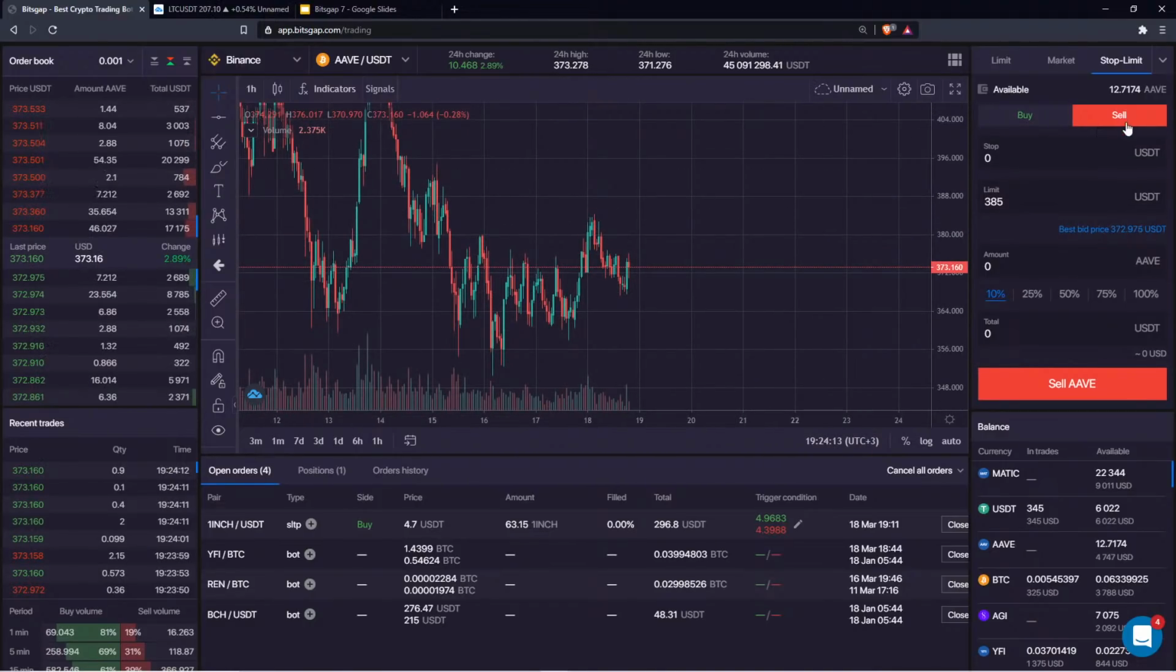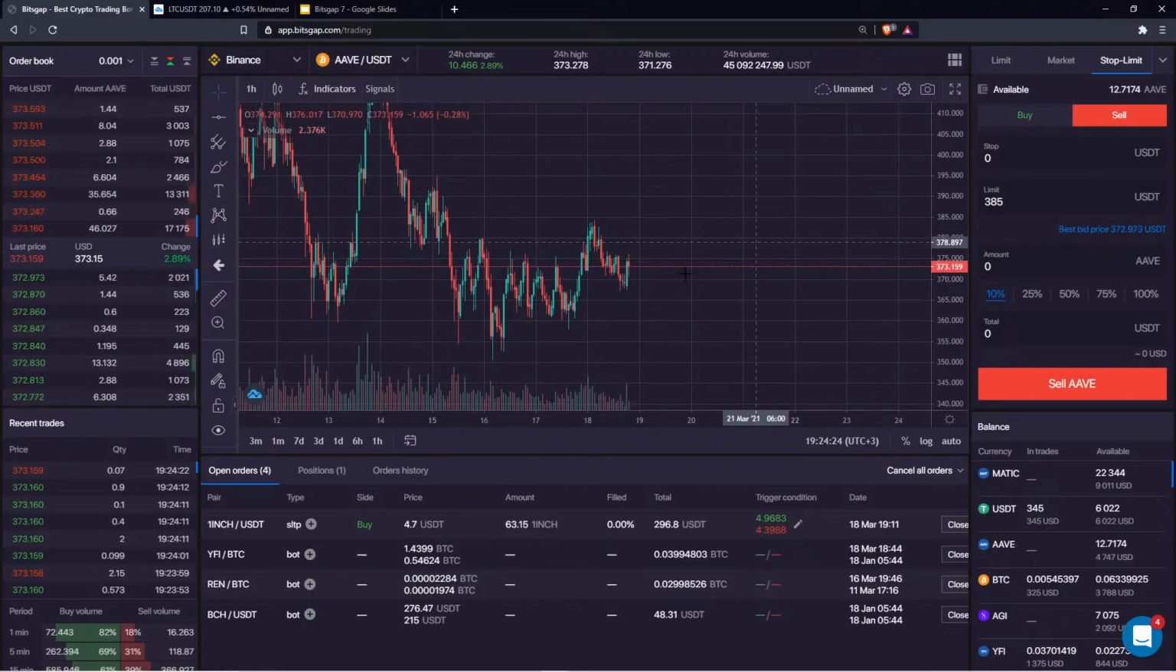You can also use the stop limit as an ordinary stop loss to sell, let's say, a certain stake out of your entire position. Let's say you want to sell only 20%. Using this stop limit is the exact smart trade that you should use. So now let's move on and see what else we have.